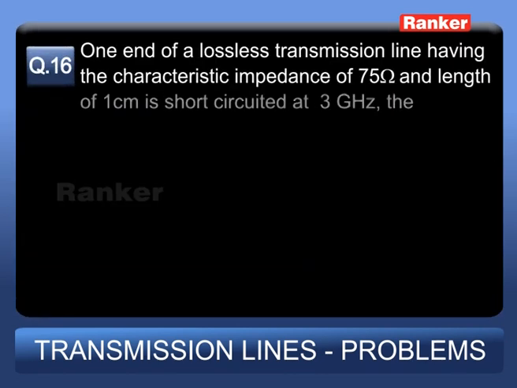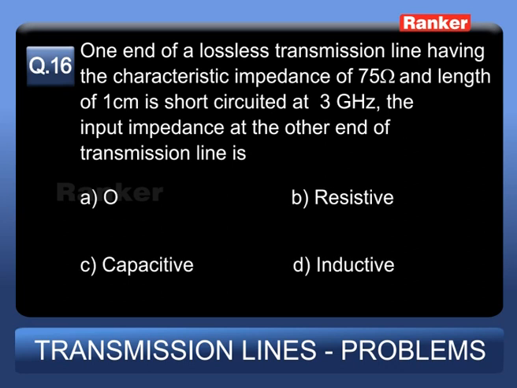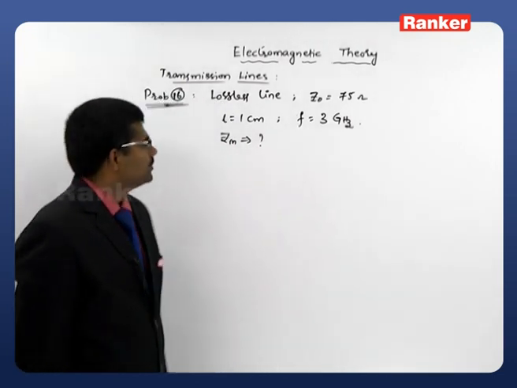Problem 16. One end of a lossless transmission line having the characteristic impedance of 75 ohms and length of 1 centimeter is short circuited. At 3 GHz, the input impedance at the other end of the transmission line is: option A, 0; option B, resistive; option C, capacitive; and option D, inductive. Observe the solution for this problem.